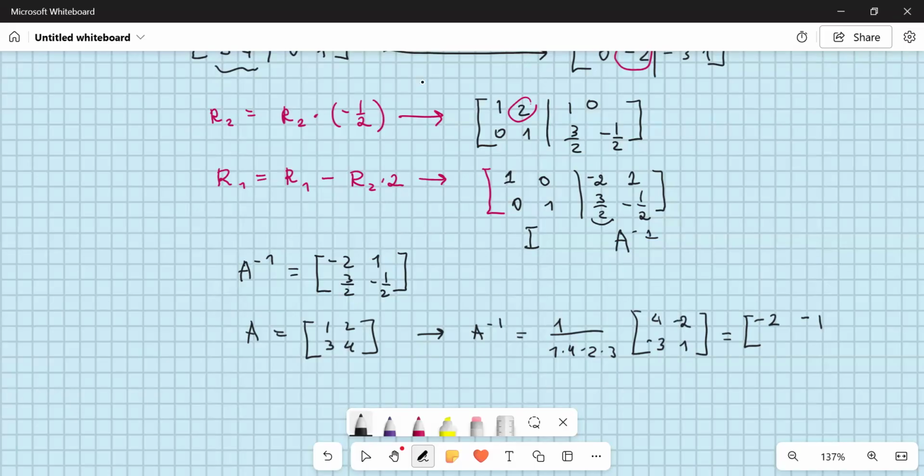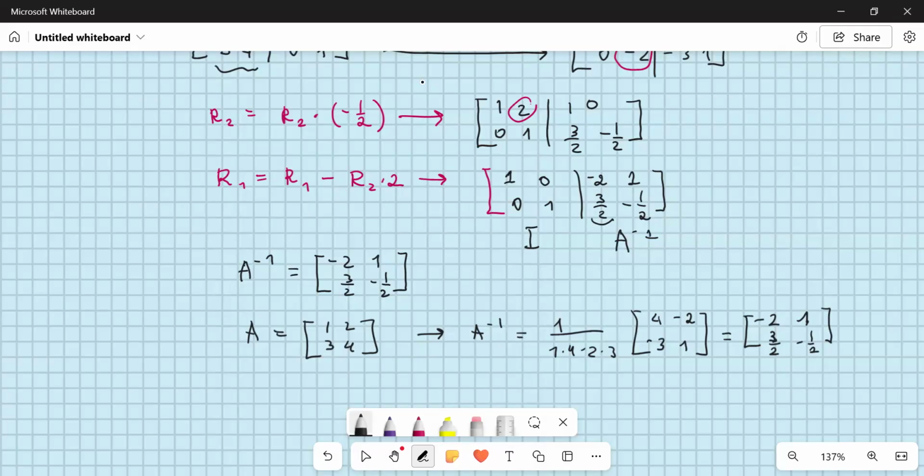Something is wrong. I forgot the minus here when I was writing it down somehow. Sorry, guys. To erase this and write down normal minus 2. Remember, we put minus here. So then we're not going to have minus 1 here. We're going to have 1. And this third element is 3 over 2. 3 over 2. And the last element is negative 1 over 2.